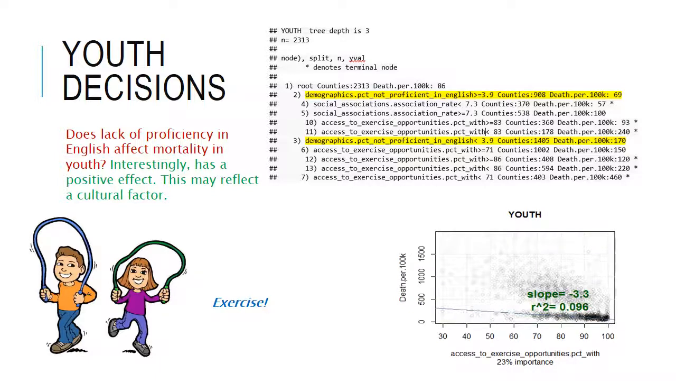Now, of interest is that exercise is very important. It accounts for 23% of the importance in the tree. And it is clear, looking at the tree, that death rates can be reduced in half by allowing more opportunities to get access to exercise.